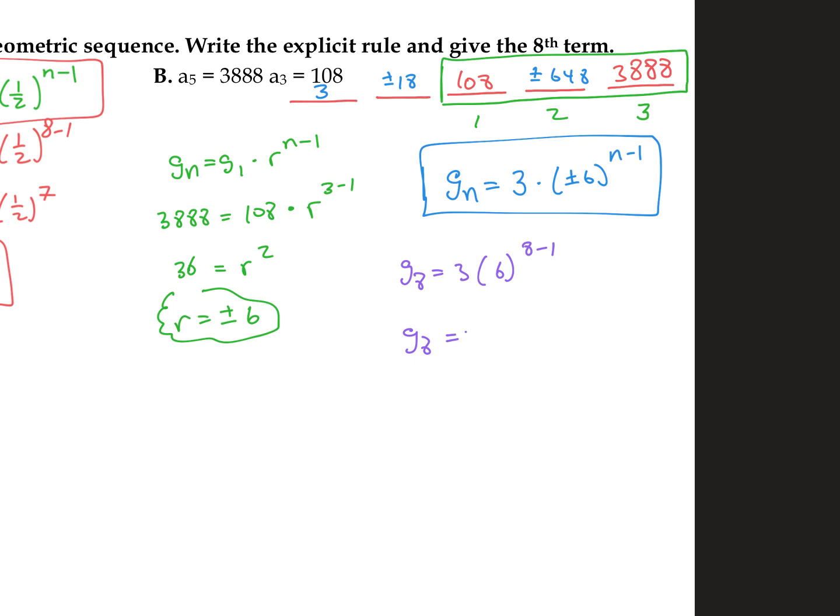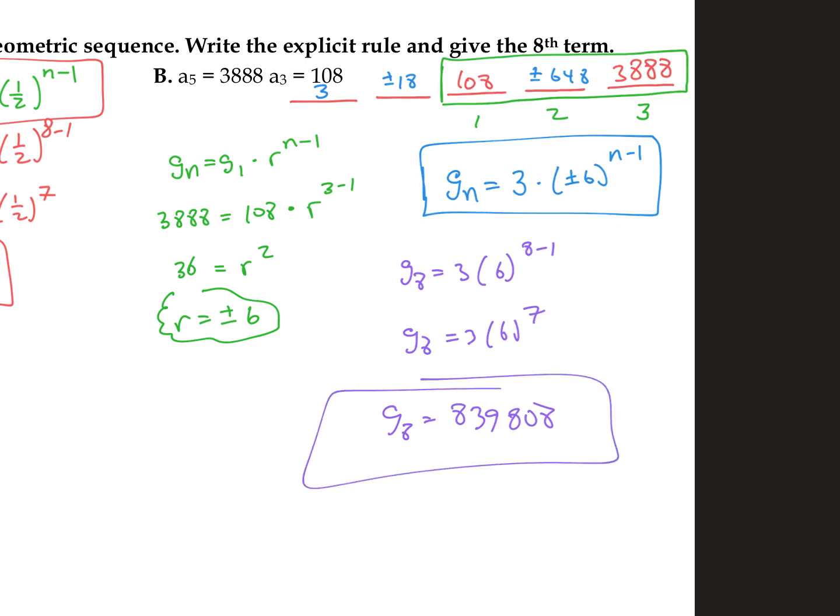So G sub 8 is equal to 3 times 6 to the 7th power, and you're going to get a huge number. So the 8th term here is 839,808. And you got your answer.